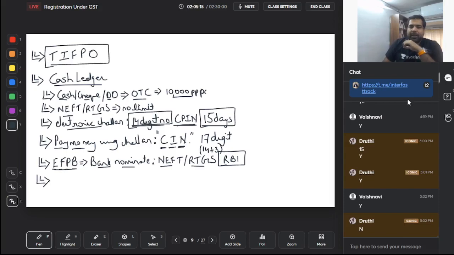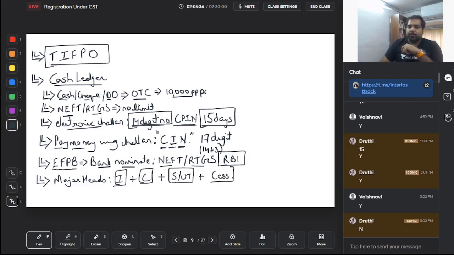Guys, there are 4 ways or 4 different major heads under which you can deposit money. What are the 4 major heads? Let me tell you. One is IGST, one is CGST, one is S or UT GST, and one is GST compensation cess. Are these 4 major heads? Yes, these are 4 major heads. So guys, on interstate supply, what will you pay? IGST. On intrastate supply, what will you pay? C and SGST. So these are 4 major heads.